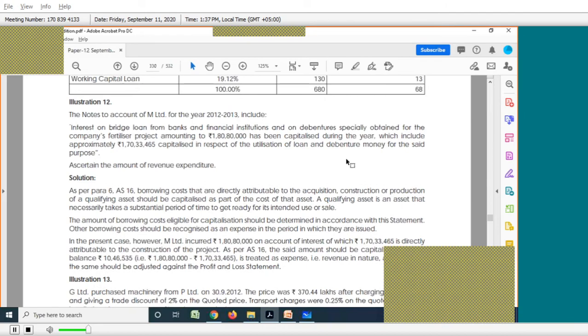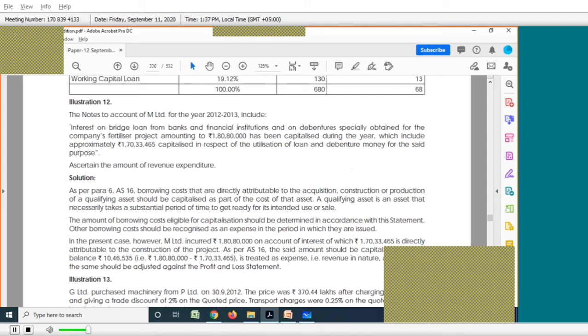So what they are trying to say is they took a loan and they paid the interest. Why did they take a loan? For the purpose of a bridge. I think they are constructing the bridge. And one more thing is the company's fertilizer project. The assumption is they are doing some capital project, the fertilizer project. Both are under construction. That is an assumption we have to take here. They capitalized 1 crore 80 lakhs 80,000 rupees during the year for both these projects.